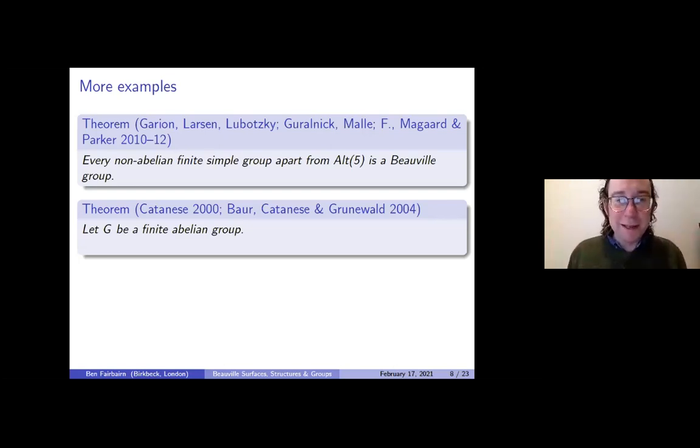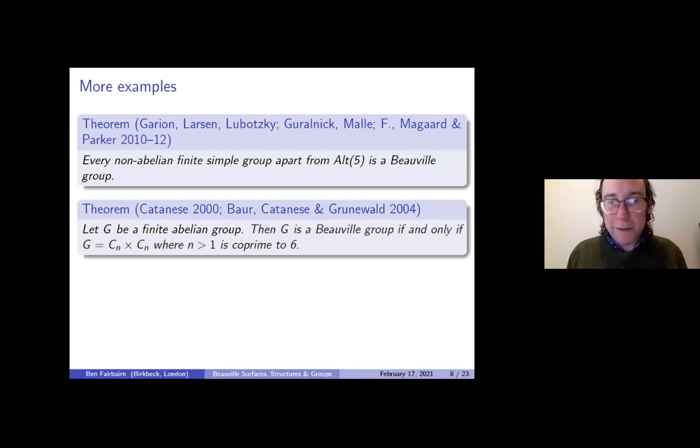Well, if G is a finite abelian group, then G is a Beauville group if and only if G is the direct product of two cyclic groups of order N, where N is strictly greater than one and is coprime to six. So notice in particular, the smallest value of N that works is N equals five. Hence my earlier reference to the elementary abelian group of order 25, C5 cross C5, that was actually the earliest known example.